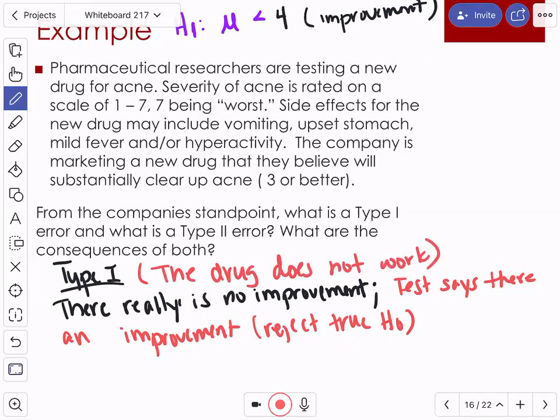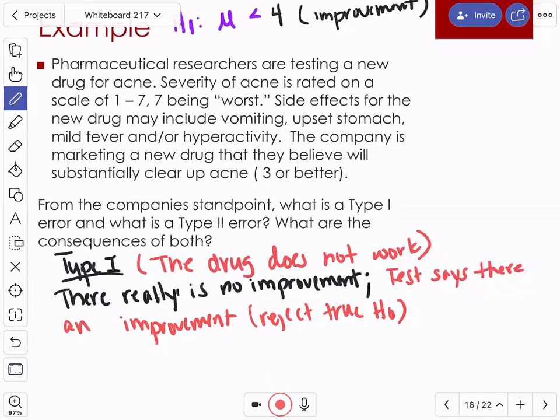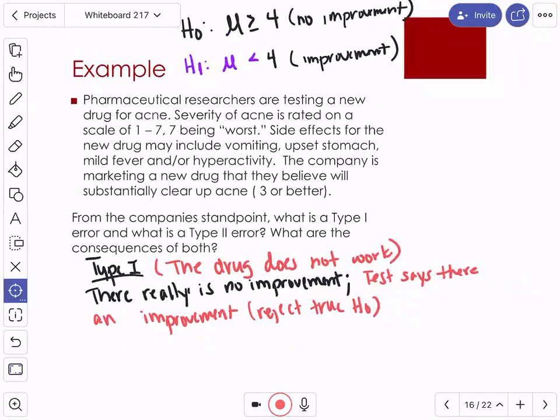There really is no improvement, but the test says there is an improvement. You reject the true null: the drug does not work. And I'm getting that from my null and alternative, by the way.